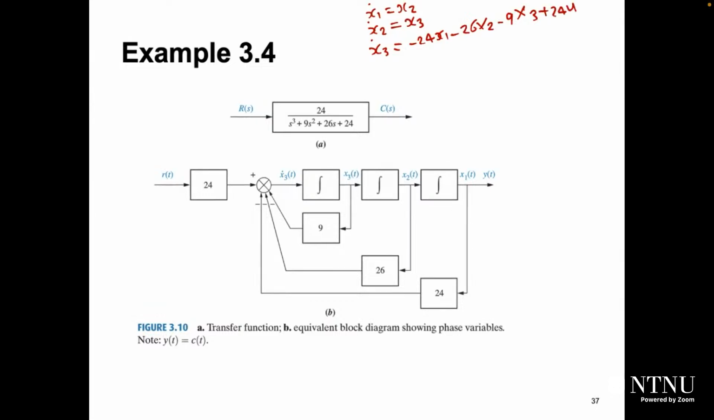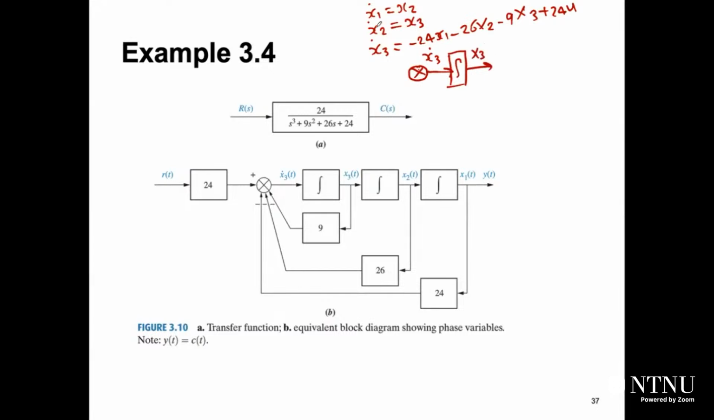So you need to start by drawing a summing point. I will try to draw it here one more time. The output from this summing point will be x3 dot, right? And just integrate x3 dot. When you integrate it, you will get x3.